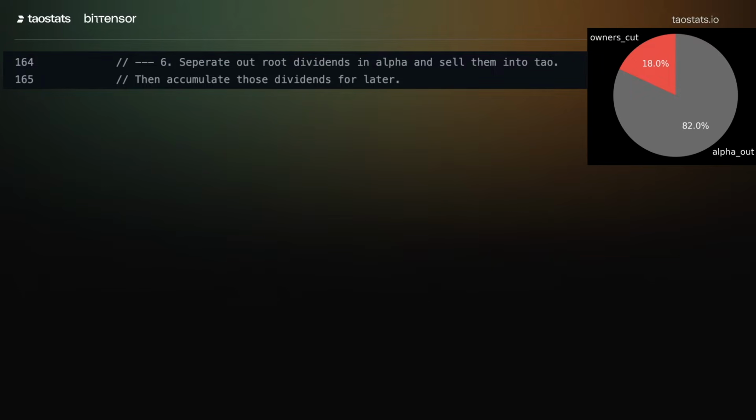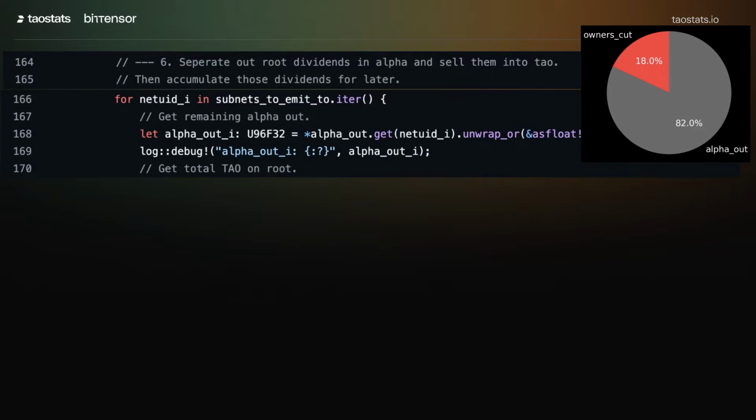All right, so now we've got the 0.82 alpha out that goes to the miners and the validators, but we need to separate out the root dividends and sell them. And then we're going to accumulate those dividends for later, for when we're running the epoch. So again, we're going to loop through all of the subnets. We're going to get that remaining alpha out, and for all of them, it's going to be 0.82.